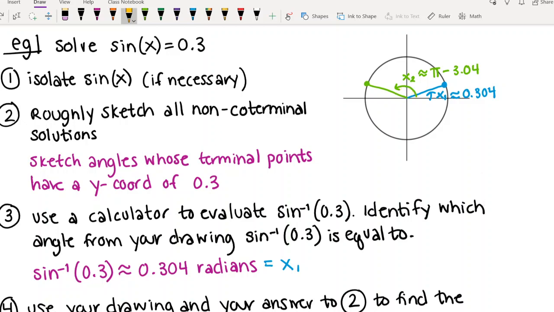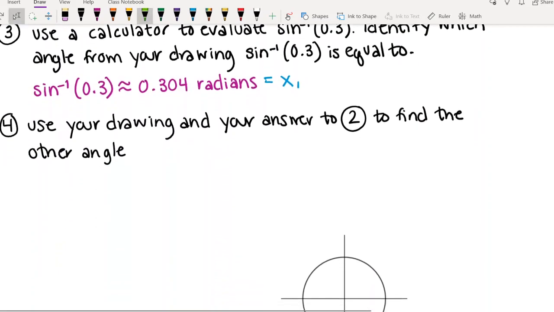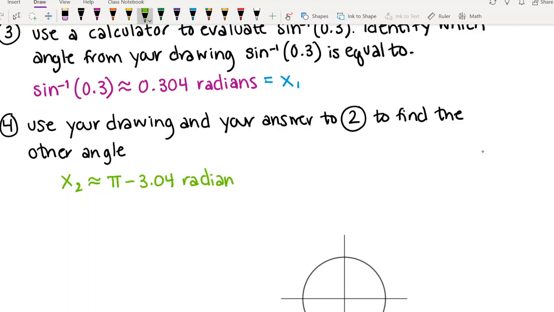And so our second angle, x2, is going to be approximately equal to pi minus 0.304 radians. And you don't have to write radians. So why am I writing radians here, and why do we not normally write it? Well, because when you write down a number that doesn't have pi in it, it doesn't necessarily jump out to you that we're talking about radians. So sometimes when you're writing an angle that doesn't have pi in it, you might write the word radians, but it's not required.